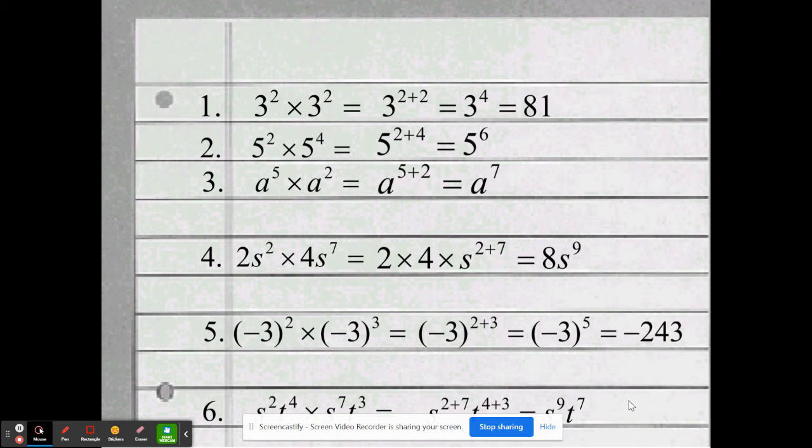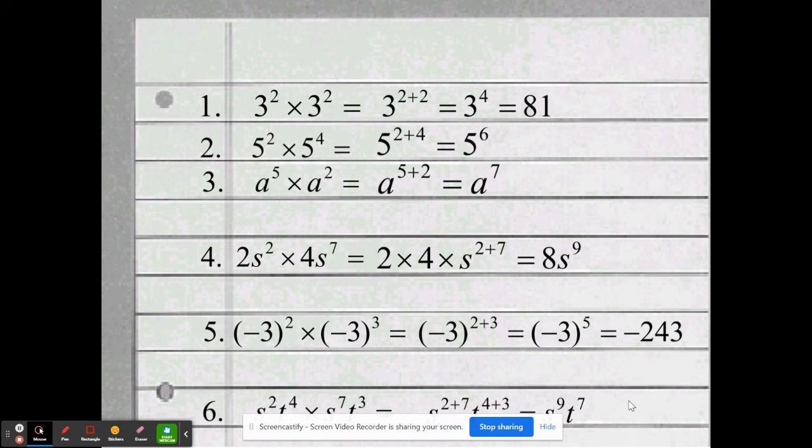Back to number 2 for a second. Typically, you want to take it all the way through. So they stopped at 5 to the 6th power, but you want to do 5 times 5 times 5, so 5 all the way through times 6 times. So 5 to the 6th power. So your final answer should realistically be 15,625.